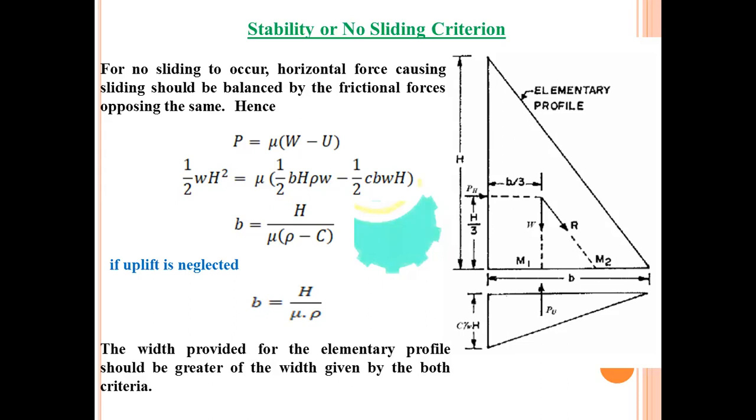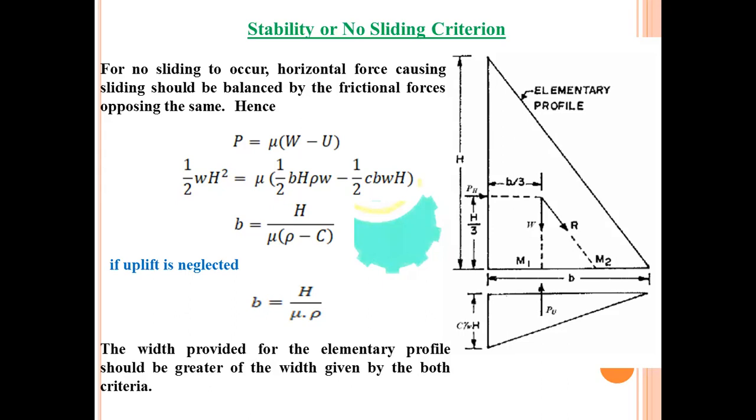We are calculating the base width. So B equal to H by mu into rho minus C. Here H is the height of reservoir, rho is the density of material, C is the uplift coefficient. If we neglect the uplift pressure, automatically C is 0. Then what is the base width formula? B equal to H by mu into rho.